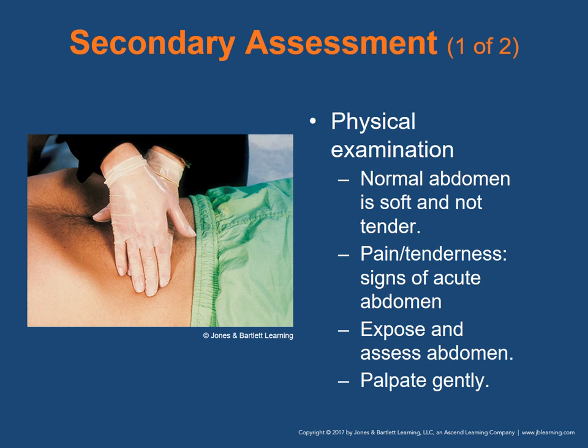Expose and assess the abdomen and palpate gently. Remember, we don't want to push too hard. Causing them too much pain could send them into shock. Of course, we don't want to make any damage that's happening inside of the abdominal system any worse. And the big one that we talked about, the AAA, the ballooning out of the aorta, we definitely don't want to palpate too hard and rupture or dissect that vessel, because they could have severe internal bleeding, which could kill them within seconds.